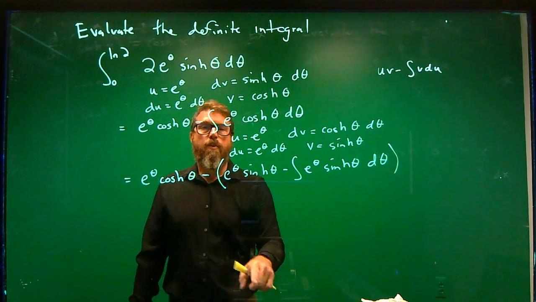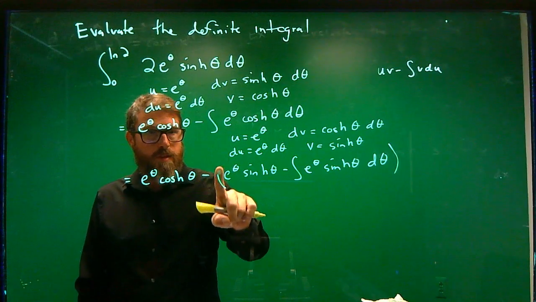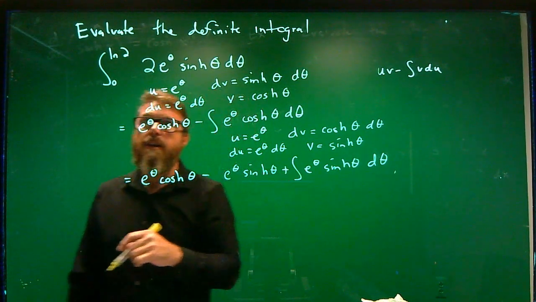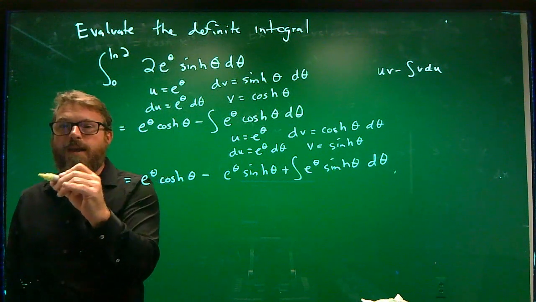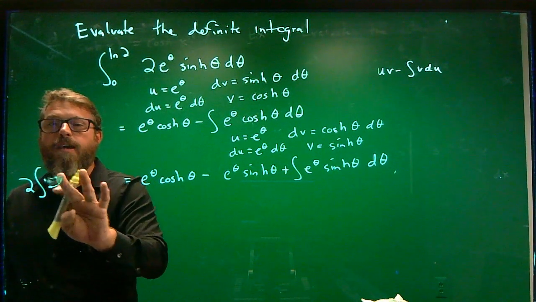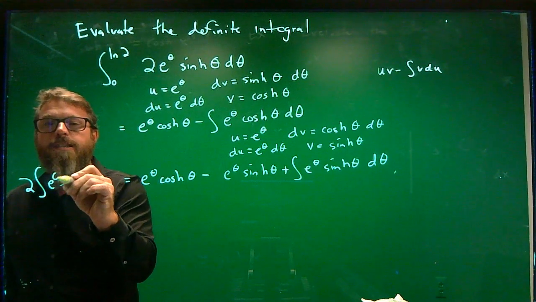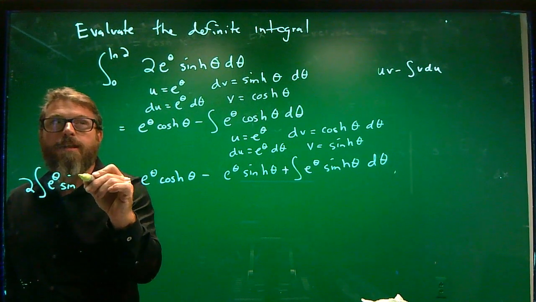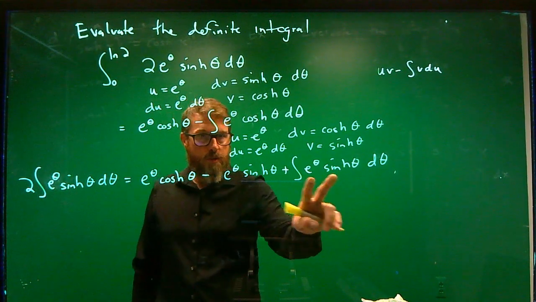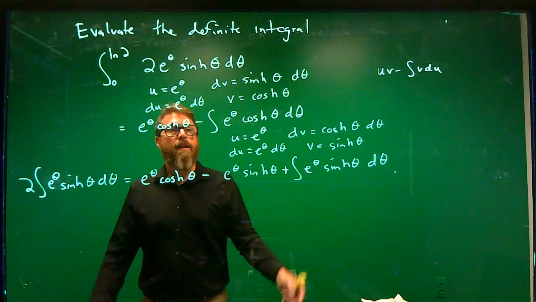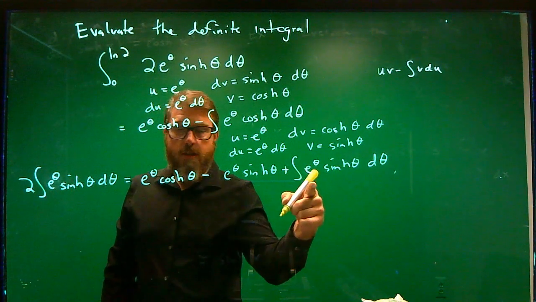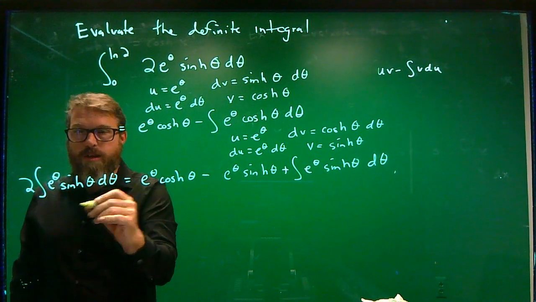Now I can get rid of the parentheses by distributing the negative, so that's going to distribute here, and then the negative is going to turn this into a positive. And really what we have here, pulling out that 2, is 2 times the antiderivative of e to the theta hyperbolic sine of theta d theta. So what I can see is I get another expression, e to the theta hyperbolic sine of theta. So if I subtract it on both sides, minus 1 here, 2 minus 1 is just going to be 1.